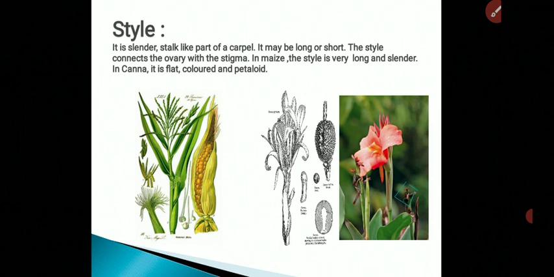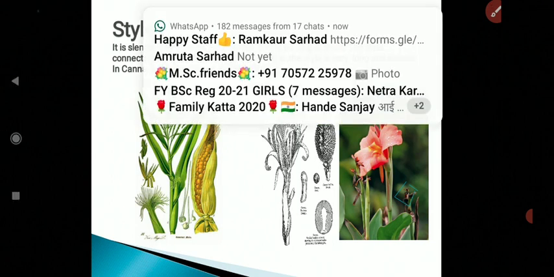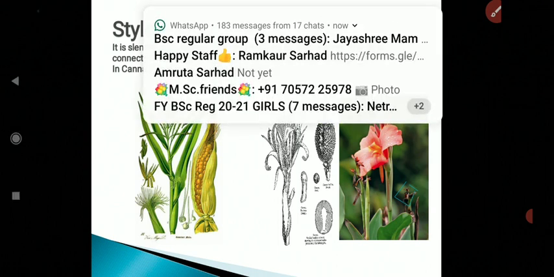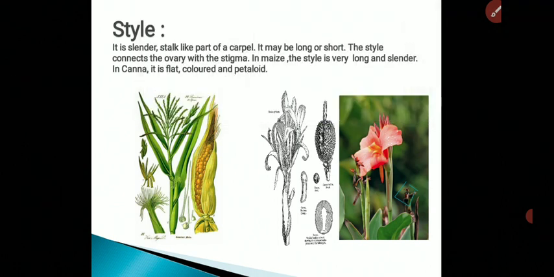Look at the diagram of the cob. Here the hairy structure is the style, which in the cob or in maize is long and slender, while in the case of the canna plant the style is colored as well as flat, and it is petaloid.